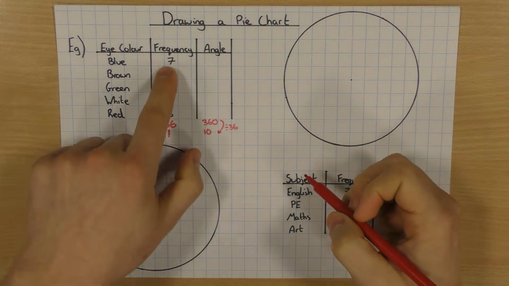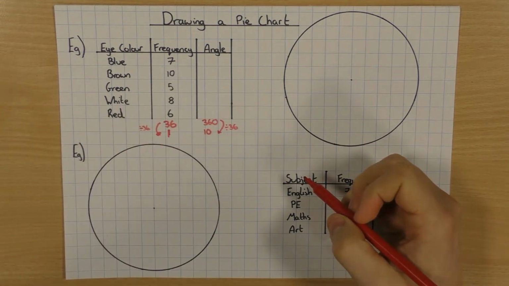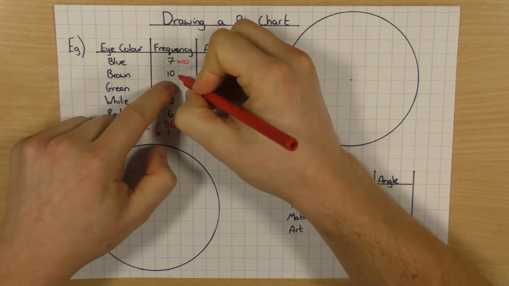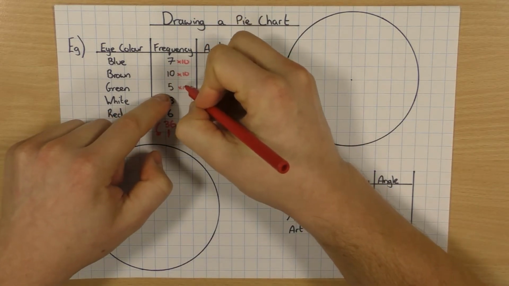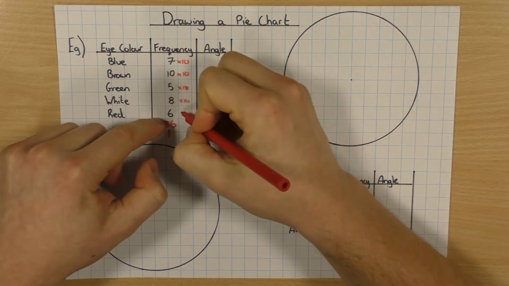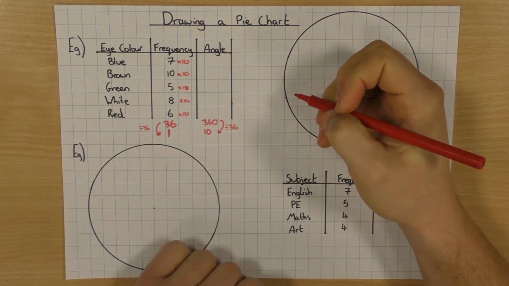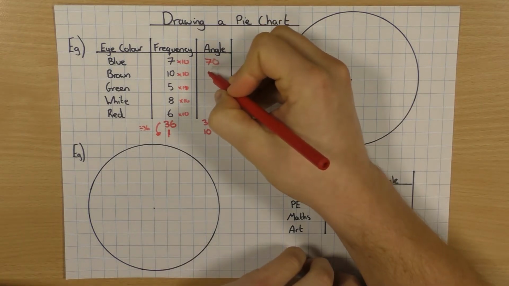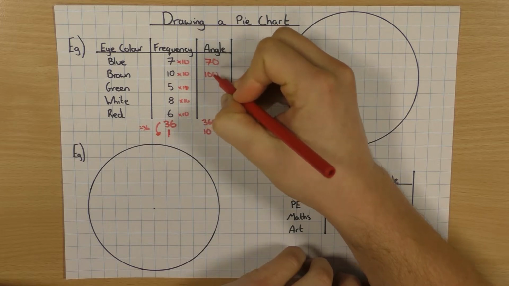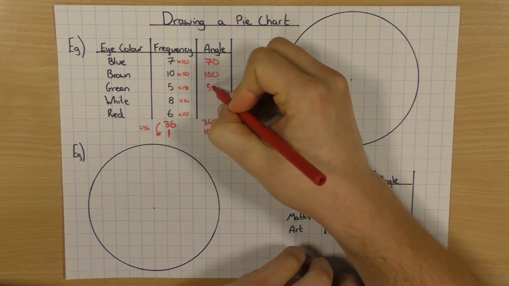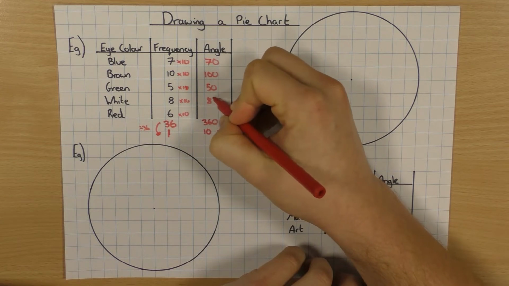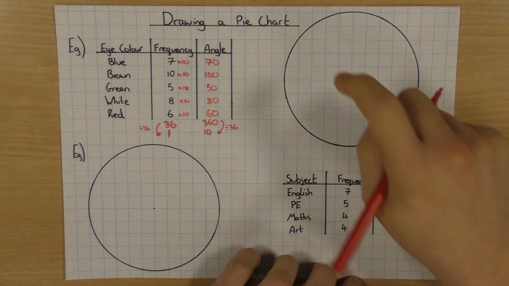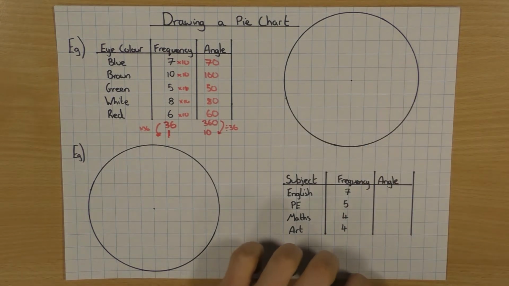So because I know that, I can then work out the angle for each of these. So I've got 7 people, so I just do 7 times 10. 10 people, obviously times by 10. 5 people times by 10. Times by 10, times by 10, because one person equals 10 degrees. So you can work out all the angles. So for blue, it'll be 70 degrees, brown, 100 degrees, green, 50, white would be 80, and then red would be 60 degrees.